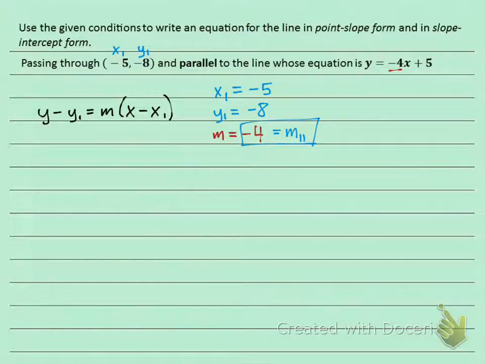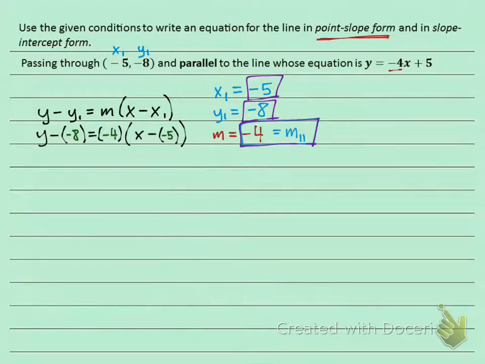Let's plug these three things in to our point-slope form. So y minus y1 equals m times x minus x1. y1 is -8. m is -4. x1 is -5. Okay, now we would be in point-slope form. That's one of the things they're asking up here. They're saying, give it to us in point-slope form. Now we would be there, but we're going to take care of this right here.